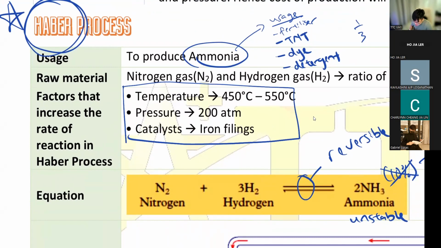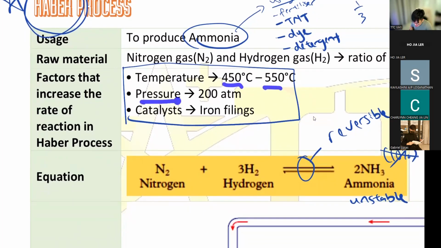Number 1, to make this thing stable, your temperature needs to be 450 to 550 Celsius. Why does it need to be this high? Because like we learned just now, the higher the temperature, what happens to the ROR? The higher the temperature, your ROR goes higher, right? So that's why you need such a high temperature. So 450 to 550. Next, pressure needs to be 200 atm.